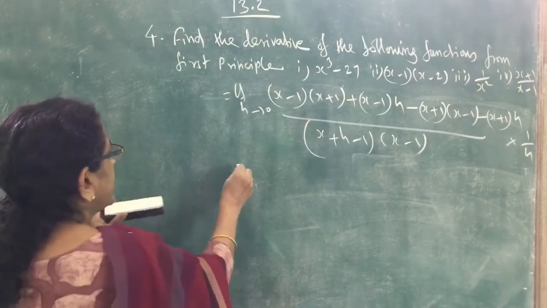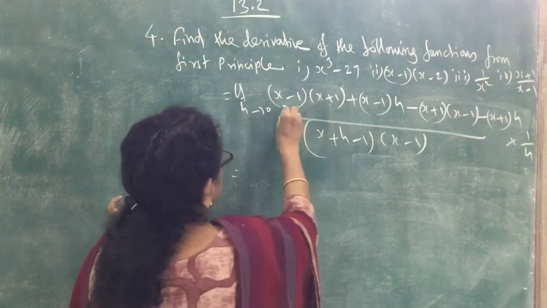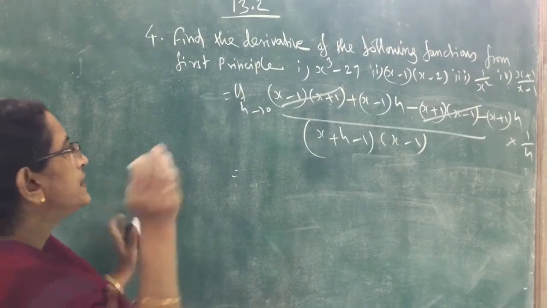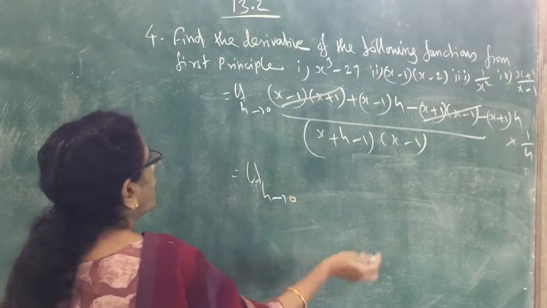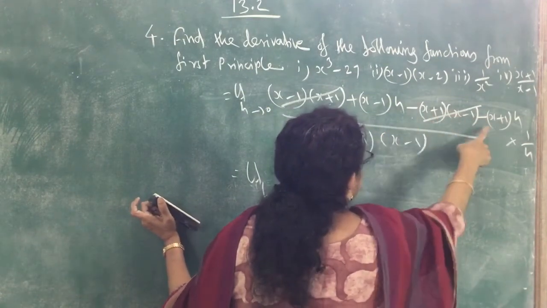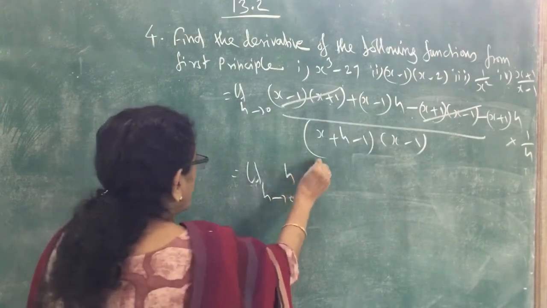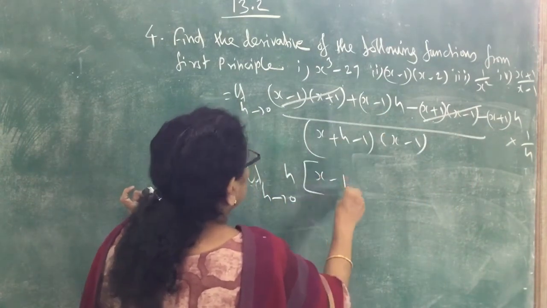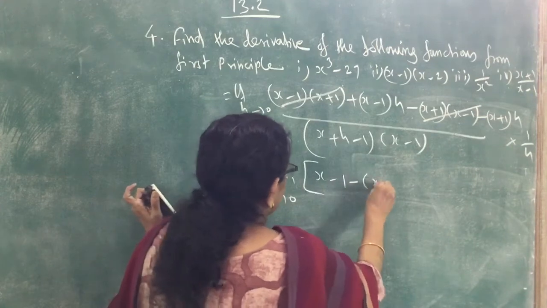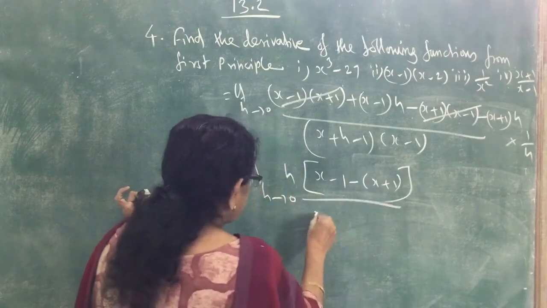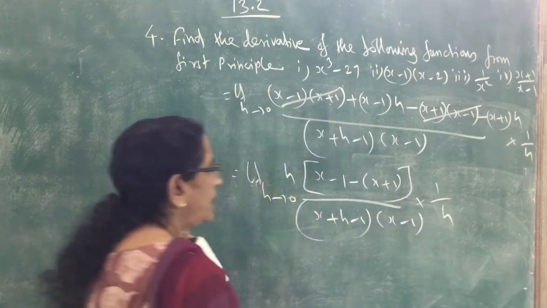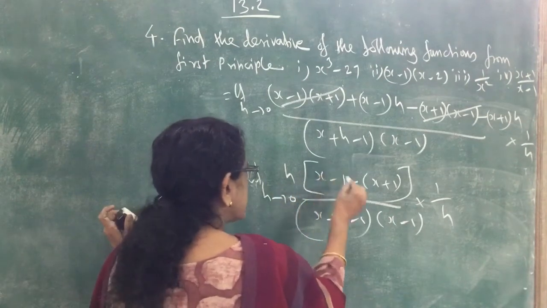So when we simplify, we get here, see, x plus 1 into x minus 1 minus x plus 1 into x minus 1, that can be cancelled. That is why I wrote like that. So that is equal to limit h tends to 0. Now what is remaining? Here in these two terms, h is a common factor. So we can take h common from these two terms. So h into, inside the bracket, x minus 1 minus bracket x plus 1, whole divided by x plus h minus 1 into x minus 1 into 1 by h. Now when we open the bracket here, x, here minus into x.